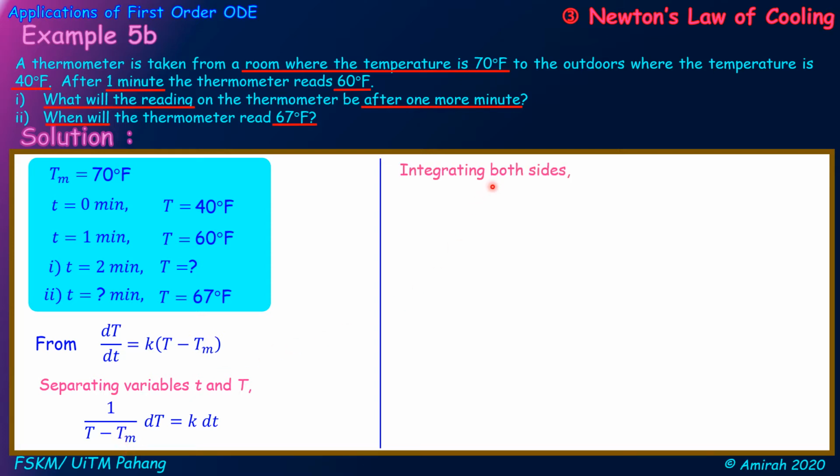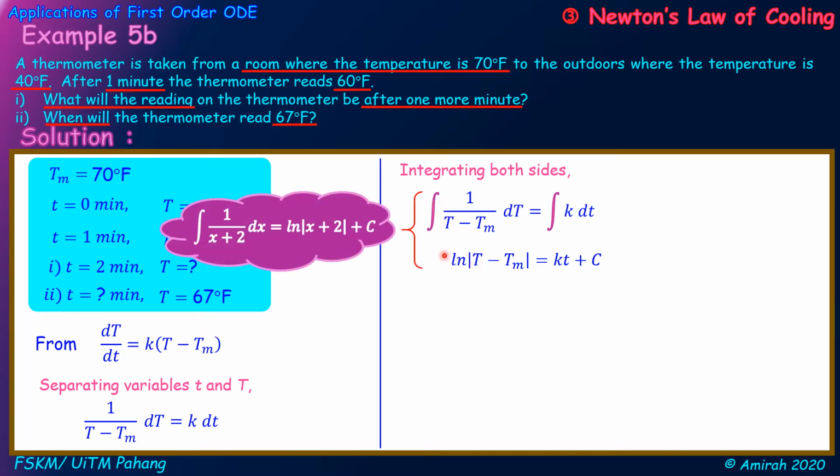After that, integrating both sides. From here, we just put integration sign for both sides. Then we integrate left-hand side and right-hand side. After we integrate left-hand side, we get ln of T minus Tm, temperature minus temperature of room. And then equals to, after we integrate constant k dt, constant k times t plus C. Why do we get this after we integrate left hand side?